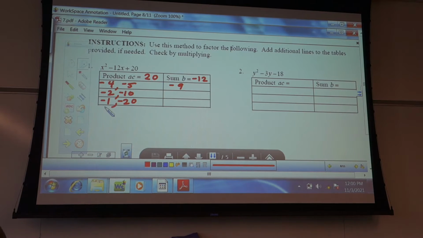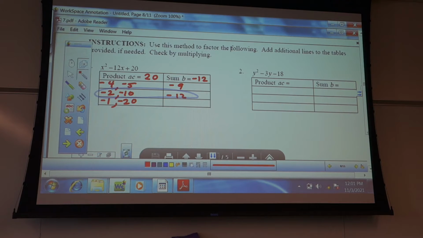Look. I need my sum, which one of these adds up to 12. These two here, so negative 2 and negative 10 add up to negative 12. So these are the ones I want, which means that I'm done.